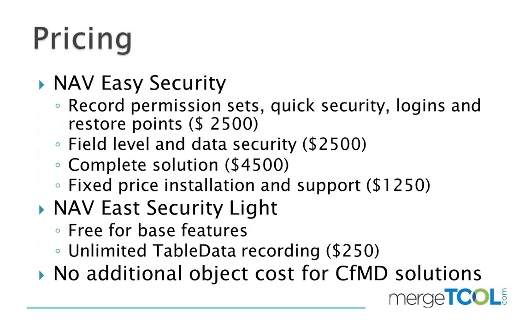If we look at the pricing, I've shown you 3 things in here: the permissions and logins application, part of the full solution for Easy Security, and it costs $2,500 US. The field level and data security also costs $2,500 US, and they can be purchased individually. You don't need one to use the other one. If you get the complete solution, there's a little saving because one of the modules is actually shared in here.